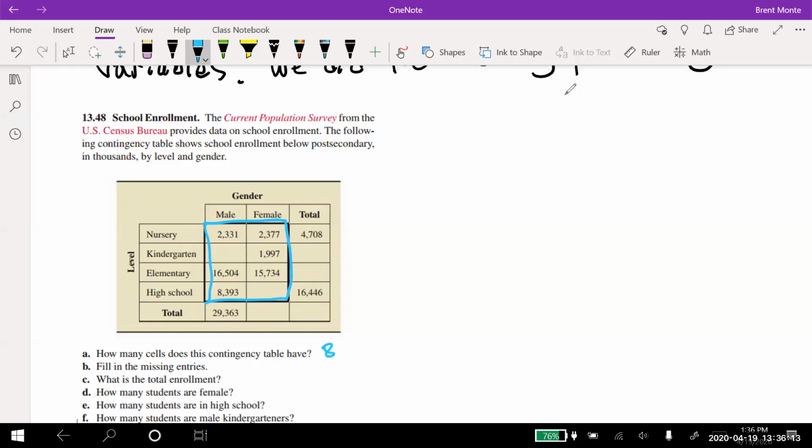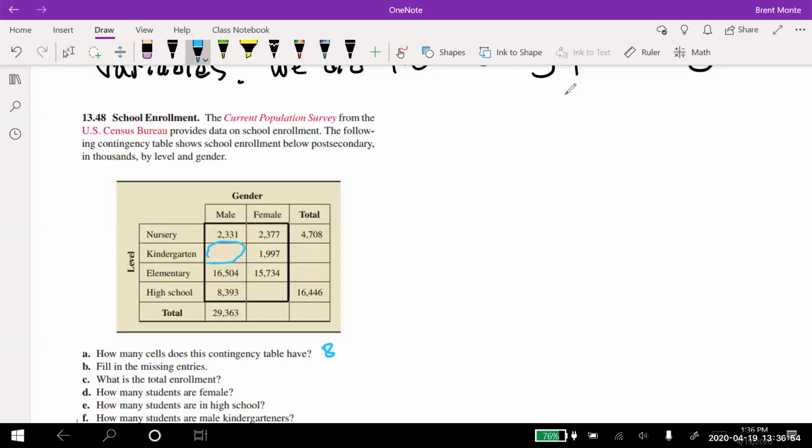Fill in the missing entries. Okay, now to fill in the missing entries, the key is looking for either a row or a column that only has one missing value. Okay, the rows go left to right, the columns go up and down, kind of like columns on a building. So look for one that only has one missing value. For instance, if I look right here, this kindergarten number in that first column, that's the only number that's not there.